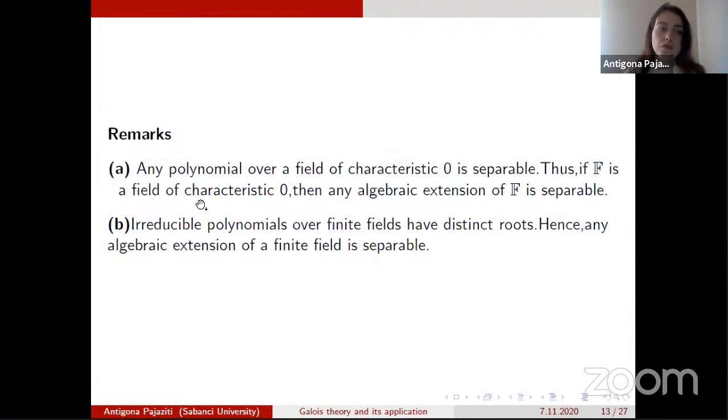We have two important remarks here according to separable polynomials. A: Any polynomial over a field of characteristic 0 is separable. Thus, if F is a field of characteristic 0, then any algebraic extension of F is separable. And B: irreducible polynomials over finite fields have distinct roots. Hence, any algebraic extension of a finite field is separable.